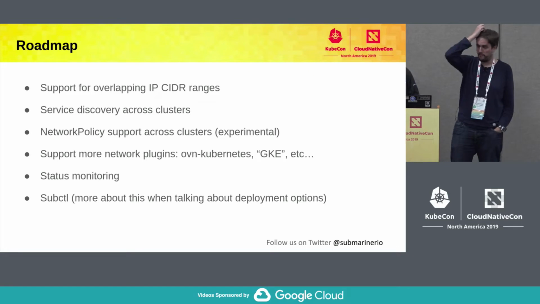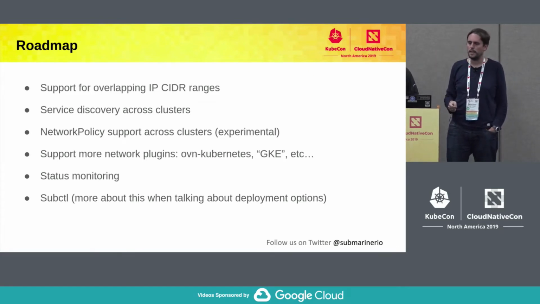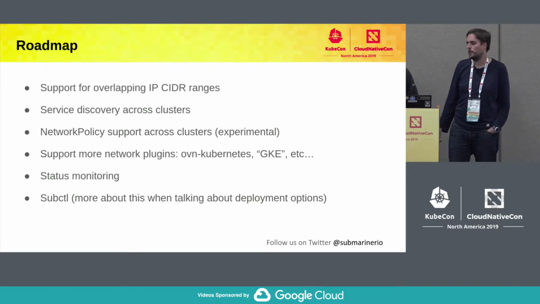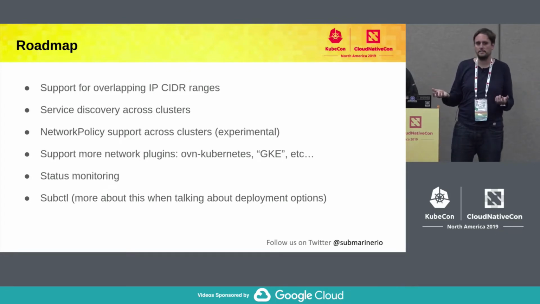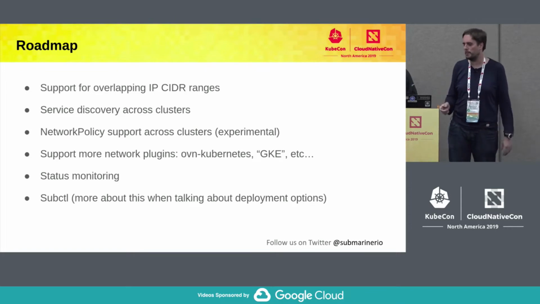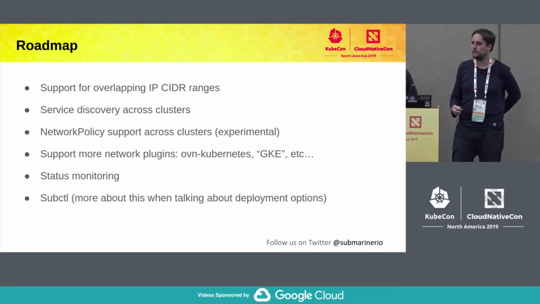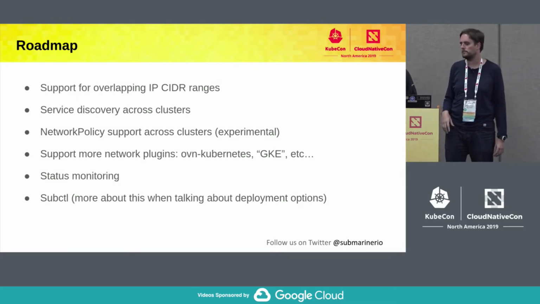On the roadmap, we have support for overlapping IP CIDRs. It's a pretty common case that people want to connect already existing clusters, and it's very likely that you will have conflicting IP address ranges. So we are coming up with a solution for that. We are also working on service discovery across clusters and network policy support, because it's more complicated across clusters.